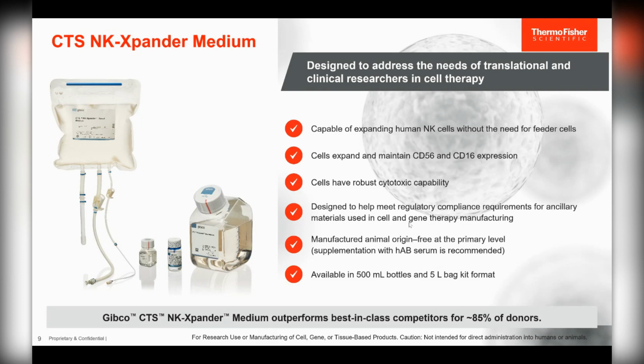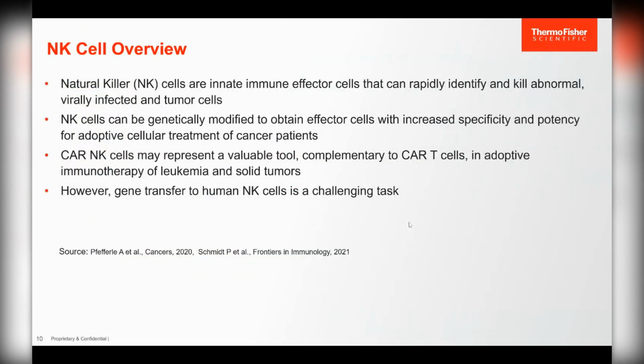So now I'm going to talk about what NK cells are. This is the overview of NK cells. It's a natural killer cell, or innate immune effector cell, that can rapidly identify and kill abnormal, virally infected, or tumor cells. NK cells can be genetically modified to obtain effector cells with increased specificity and potency for adaptive cellular treatment of cancer patients. And CAR NK cells may represent a valuable tool complementary to CAR T cells in adaptive immunotherapy of leukemia and solid tumors.